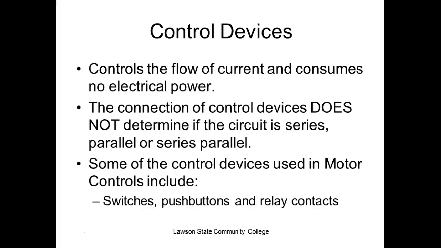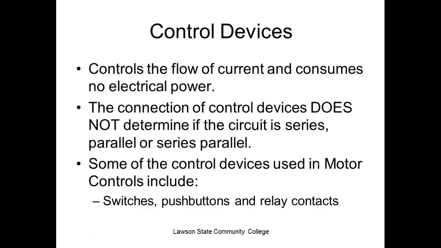The connection of control devices does not determine if the circuit is series or parallel. So I can hook control devices in series, I can hook them in parallel, but that does not determine what the circuit is. The circuit is determined by how we connect the loads. Everybody understand that? But we'll use that term. We'll say, okay, these switches are connected in series, but that does not make it a series circuit.